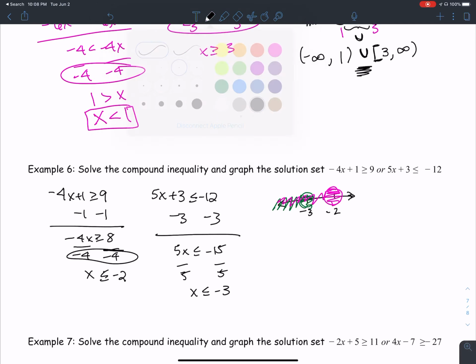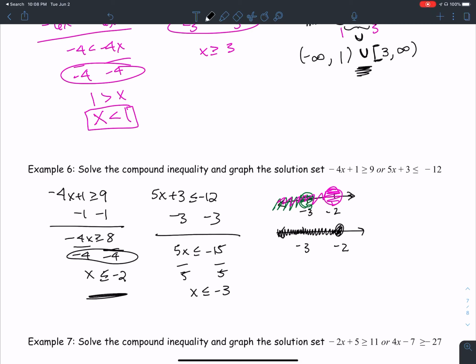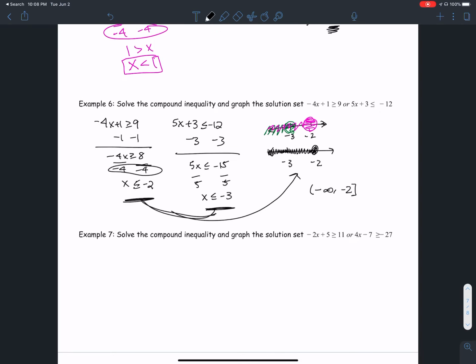When I write this, if I want the whole thing, I want all of this all the way up to negative 2. That would be the simplest form. There's no need to stop at negative 3 because negative 2, this inequality includes this inequality. So the simplest form of these two is this. The simplest would be negative infinity to negative 2. All right, last one.